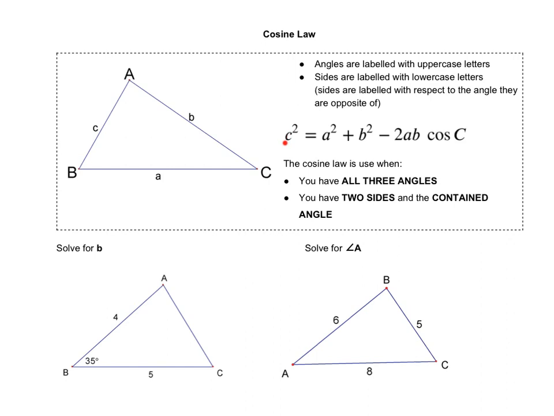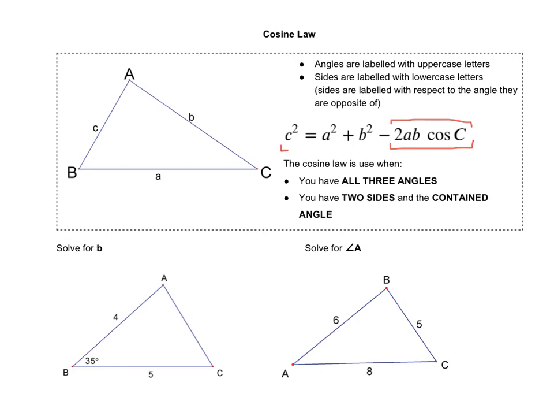c squared, which is the side squared, is equal to the other two sides squared, so a squared plus b squared, minus 2 times the other two sides times cos C. Now something I want you to take note of is that this final part is all attached by multiplication. So you cannot just type into your calculator a squared plus b squared minus 2ab, simplify that and multiply it by cos C. This is one unit. You have to multiply the 2 times a times b times cos C, and then that will be subtracted from the a squared plus b squared.